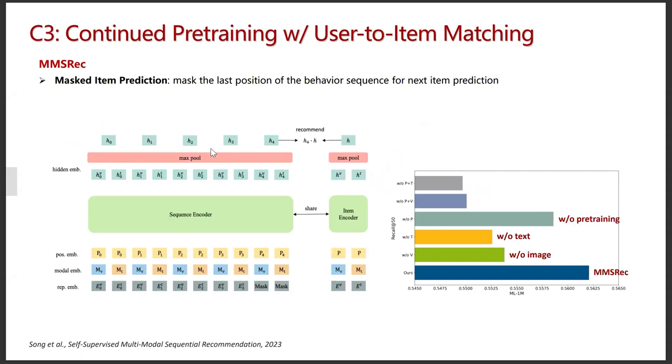The first work in user to item matching is MMSRec. Here it uses the alignment between the user sequence and the target item. And this is a very simple idea. They share the sequence encoder and the item encoder. So this type of model has become quite popular recently. And they have evaluated the contribution of different techniques. We can see that without pre-training, the performance will be worse than the standard models. And without text and image modalities, the performance will become much worse than the final model. So they have also evaluated the performance of multimodal pre-training.